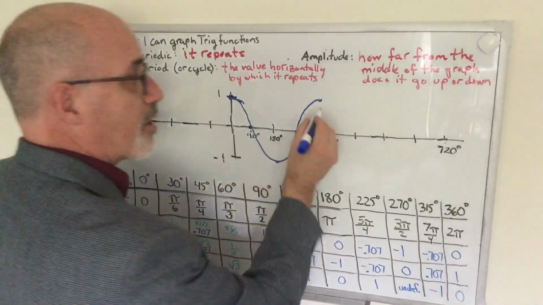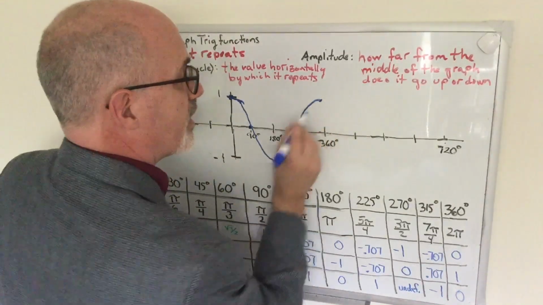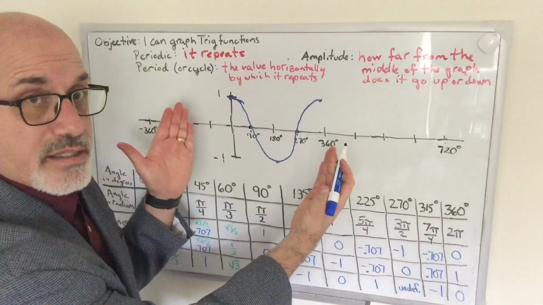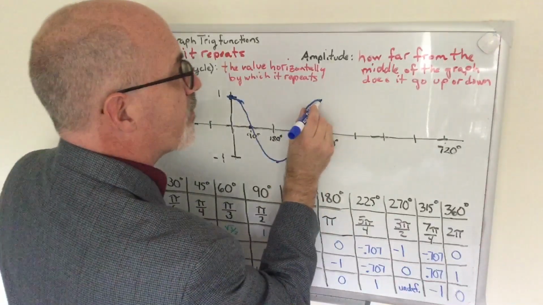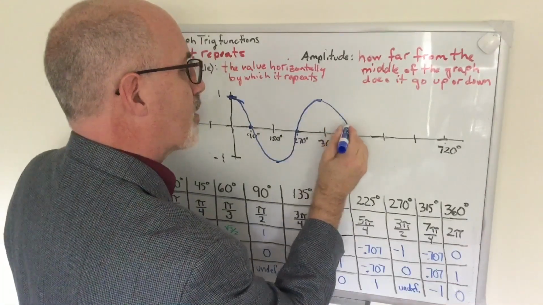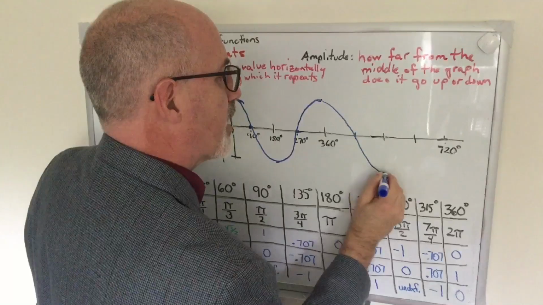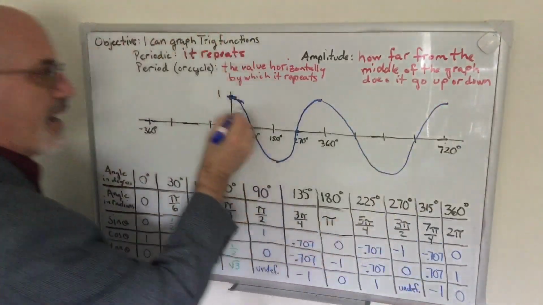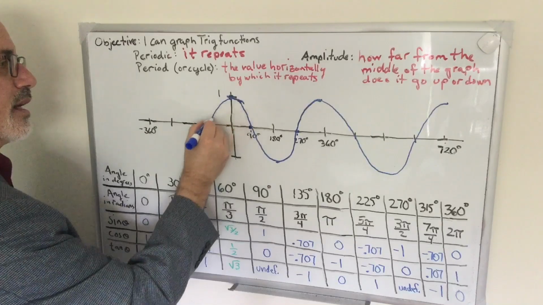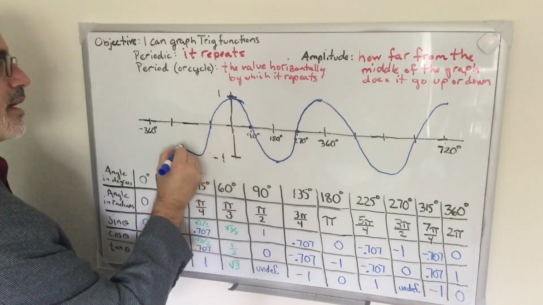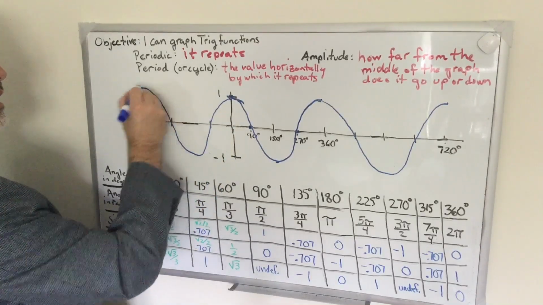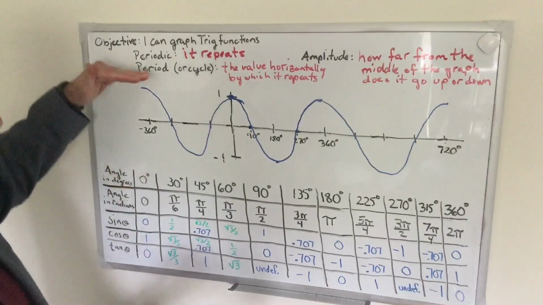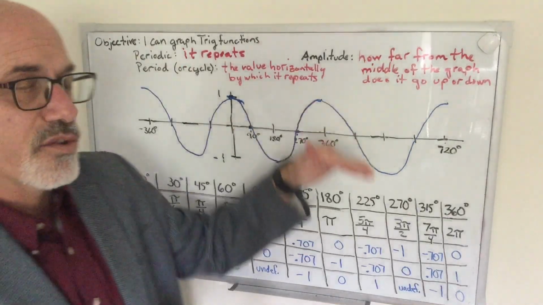If we were to keep going, this is one period, because it would repeat itself at 360. And then if we would keep going, we'd go back through 0, down through -1, back through 0, and back up to 1. And if we were going in the negative direction, we'd go down, back, and then it would again end up back at 1. So it follows the same pattern.